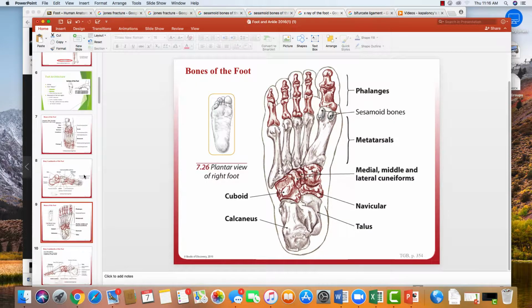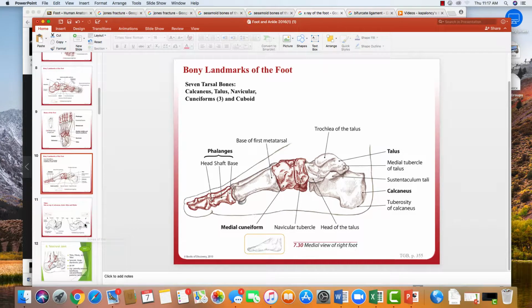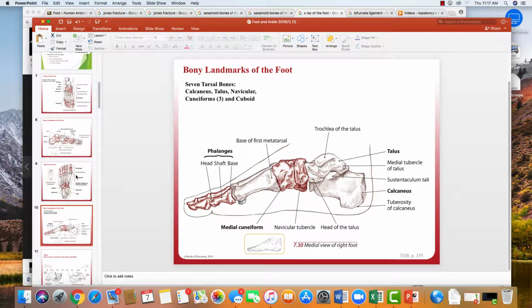Jumping back to our PowerPoint here, I'd like to look at the lateral view. Oh, sorry, this is medial. Oh, that's fine. We'll go medial.